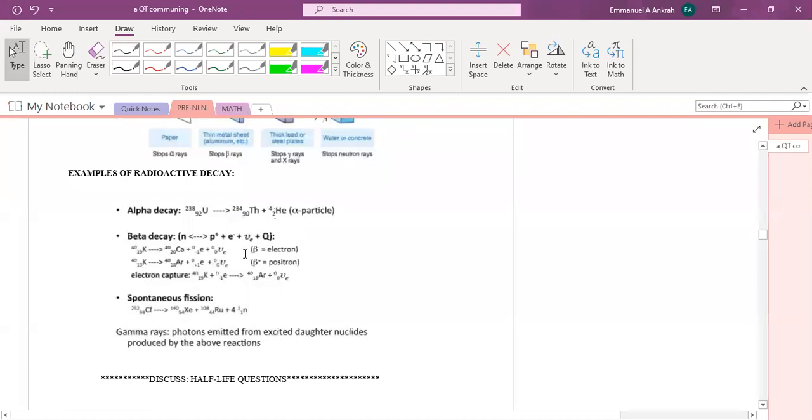Okay. And then beta decay, these are examples. And spontaneous fission, splitting, where big molecules split into several ones. Okay. So these are examples of radioactive decay.